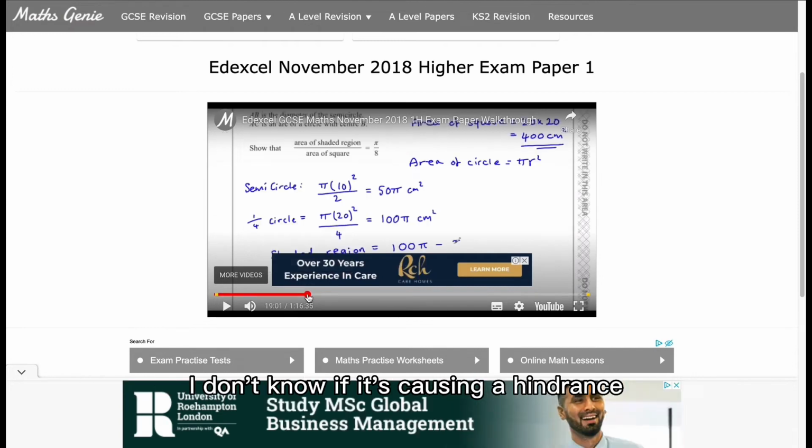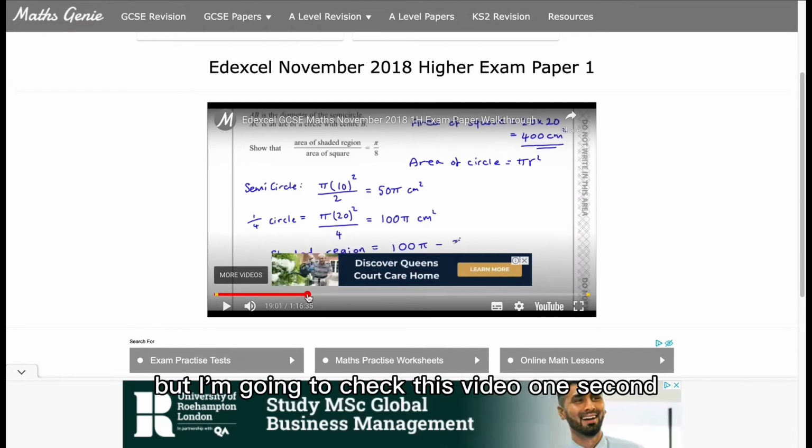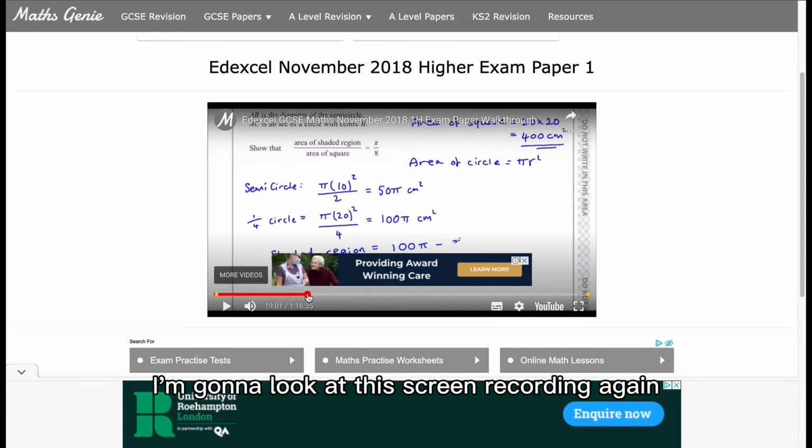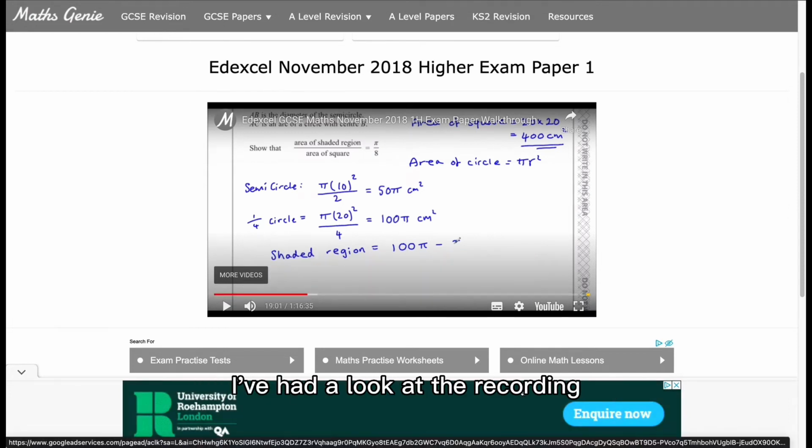This fan keeps coming back again and again. I don't know if it's causing a hindrance, but I'm going to check this video for 1 second. I'm going to look at this screen recording again and see if it's causing a huge error, in case you can't hear what I'm saying. I've had a look at the recording and it's in the background, so I don't think it's causing a huge error. You can still hear my voice very clearly.